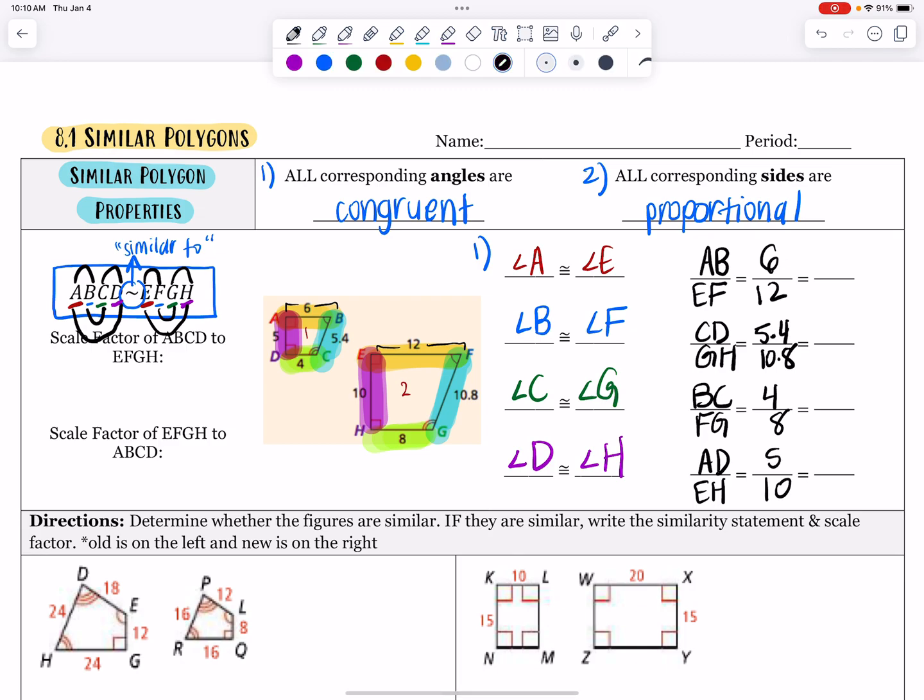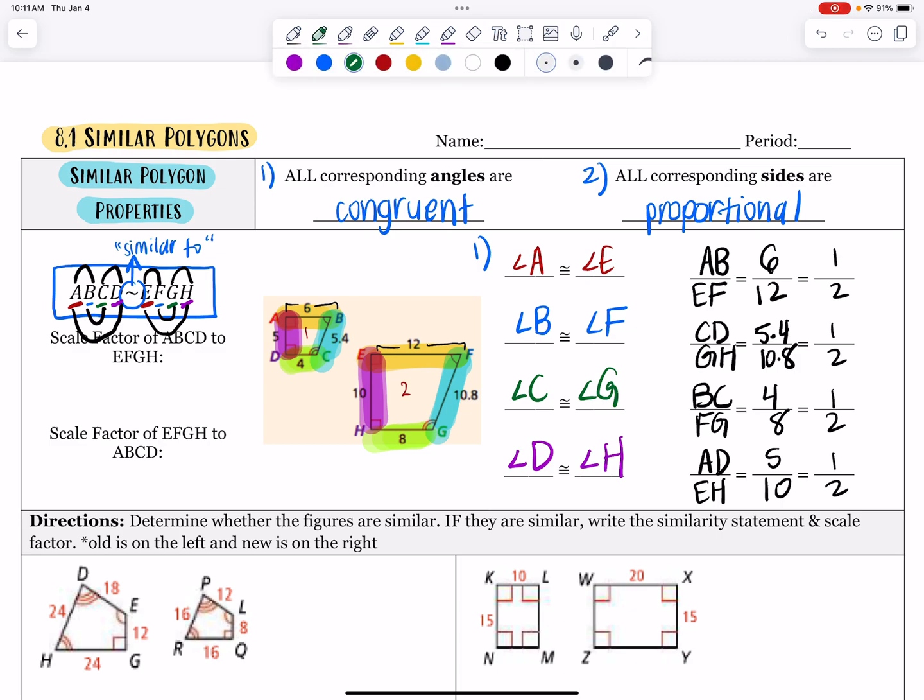While it looks like all of these are different values as of now, 6 over 12, 5.4 over 10.8, 4 over 8, and 5 over 10, we know that for it to be a ratio, we need to fully simplify those. So all of these, when you reduce them, are going to reduce to 1/2. And here's what that means. All of these sides are proportional to each other from the second shape to the first shape.